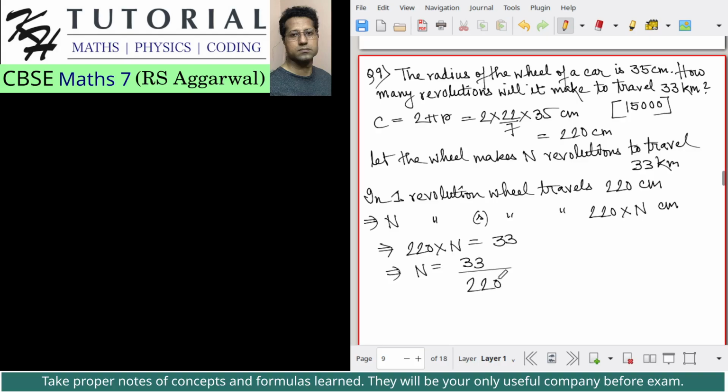Now remember, the circumference of the wheel was 220 centimeter and 33 is in kilometer. So we have to convert 33 kilometer in centimeter. So 220 multiplied by n should be equal to 33 multiplied by 1000. So now what will be n? So this is 150.